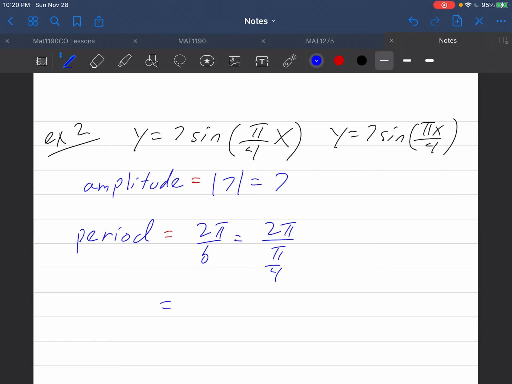So let's simplify this. 2 pi over 1 times 4 over pi. Remember, this is keep, change, flip, right? Because this is a complex fraction. The pi's can cancel out. And 2 times 4 is equal to 8. So that means the period is equal to 8 units.